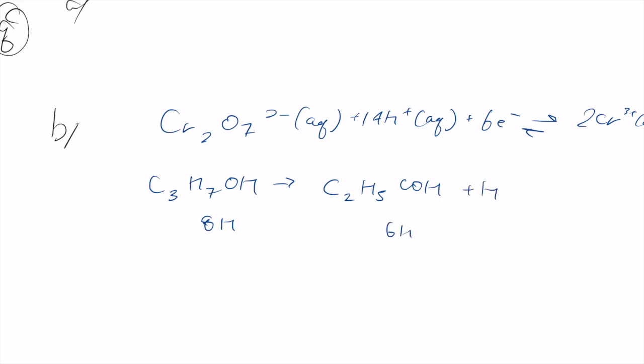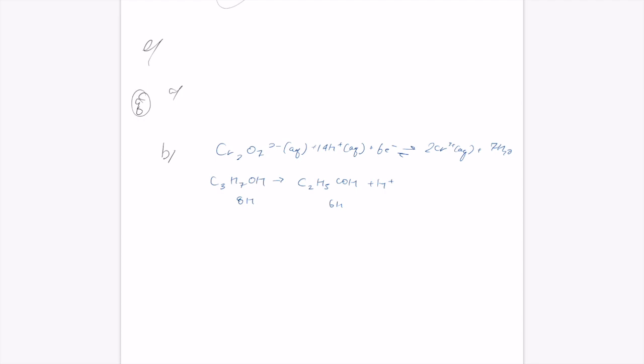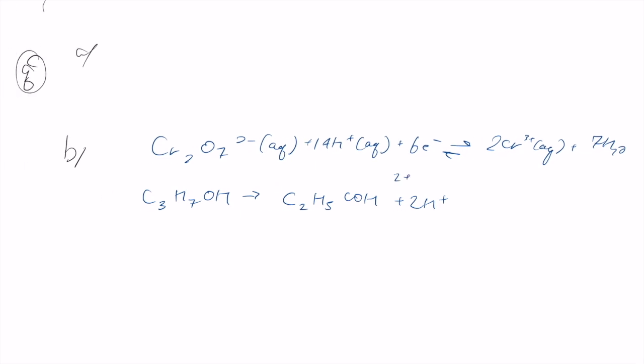So we need 2 H pluses here. Okay? It's not 1 H plus, we need 2 H plus. But by doing this, we now have a charge imbalance. Now we have 2 plus here, but 0 here. So we need to balance this by adding 2 electrons here. However, when we're consolidating these 2 equations, we have to have the same number of electrons in order for things to cancel out. So in order to get 6 electrons in this, we have to multiply everything by 3.